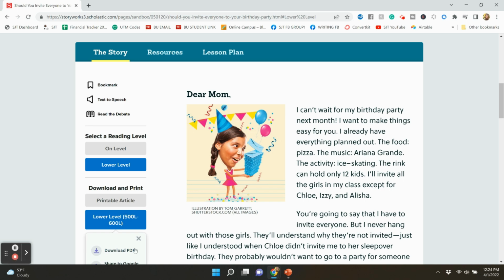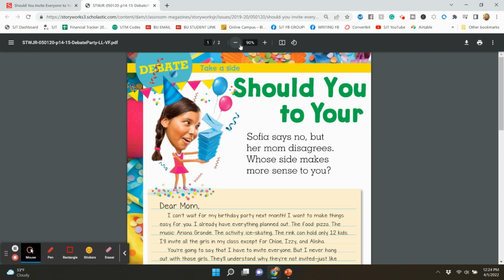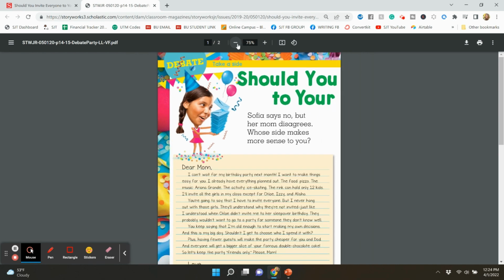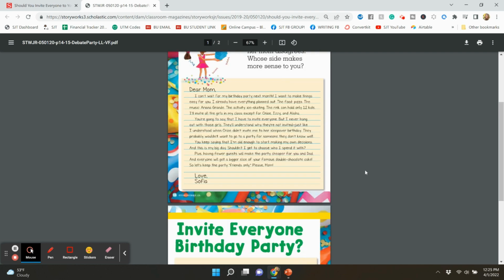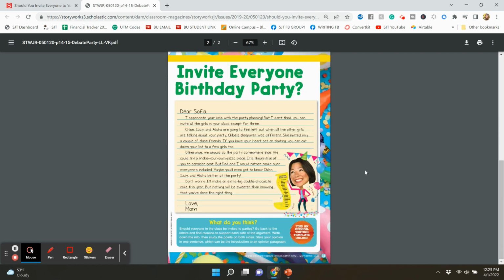And she said the ice skating rink that she wants to hold her birthday party in only has 12 kids. So she's going to invite all of the girls in her class except for these 3 specific people. And now she actually provides some reasons why she thinks that's okay. But then her mom writes her a letter back from the other opinion. And she's like, well, I actually don't think that's okay. And here's some reasons why.